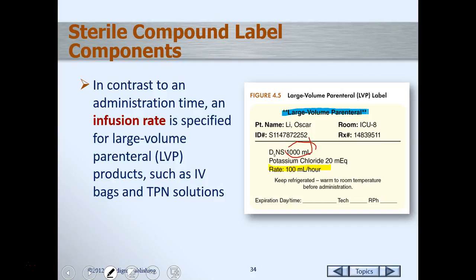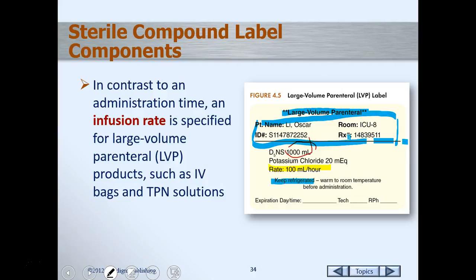Now the other thing that we can see on here is our storage. Keep refrigerated, warm to room temperature, and then once it's made, we also have all of our patient identifying information, their billing number, the prescription number. So on a label, just like in a community pharmacy, when we generate a label or a medication order in the pharmacy, it's assigned a specific identification prescription number, patient's name, and their location in the hospital. So this patient's in ICU, room 8.